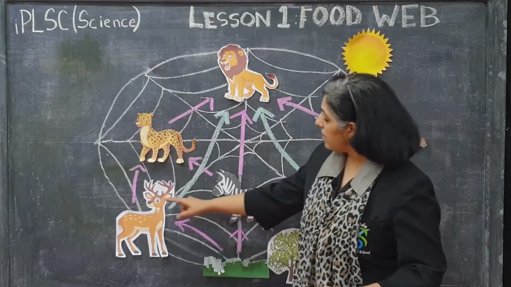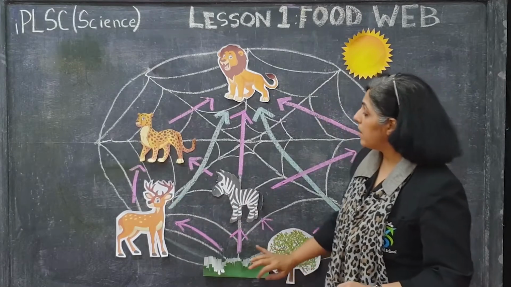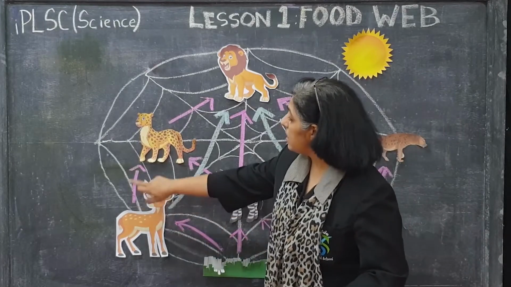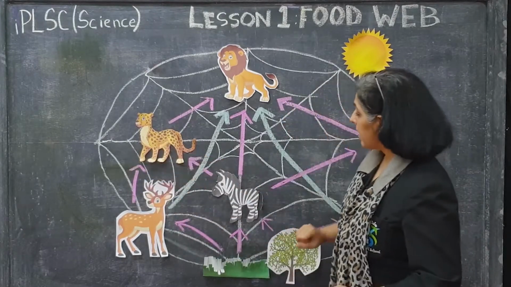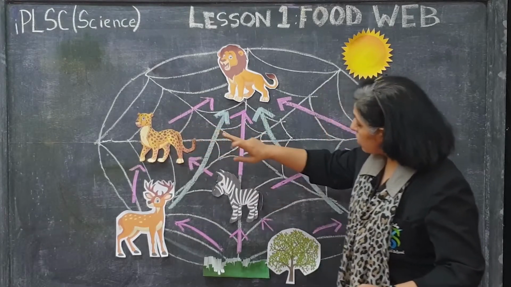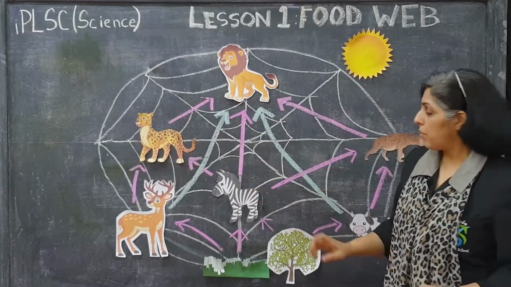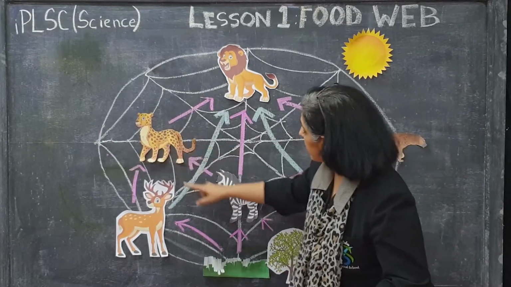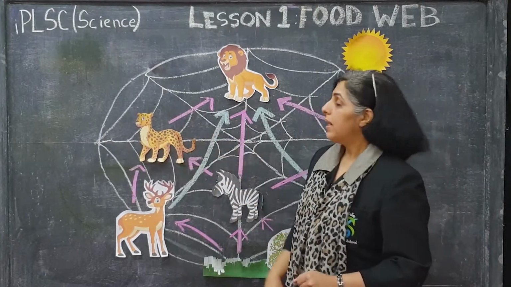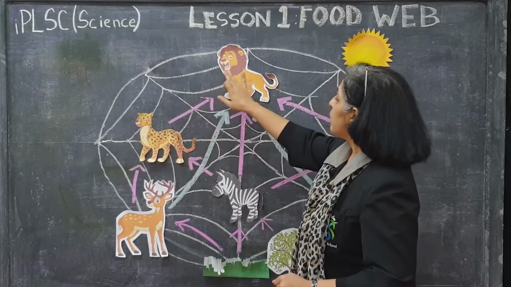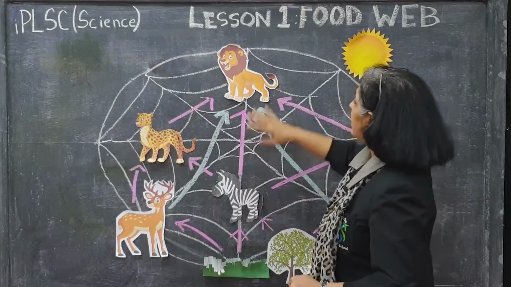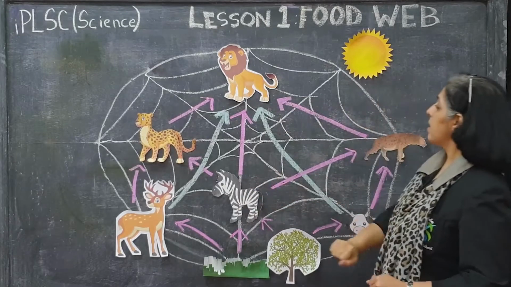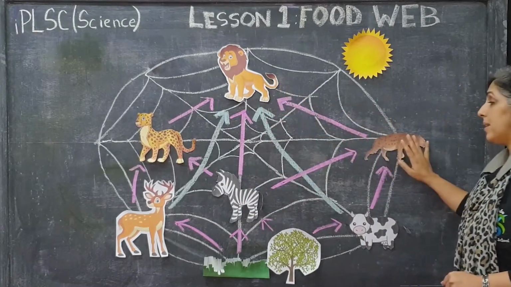The deer is eating the producer. The deer is being eaten by a cheetah, right? Now the cheetah is also eating the zebra. So this food chain again being intersected by this one. The cheetah is further being eaten by the lion. The lion also eats the zebra. The lion can also eat the hyena.